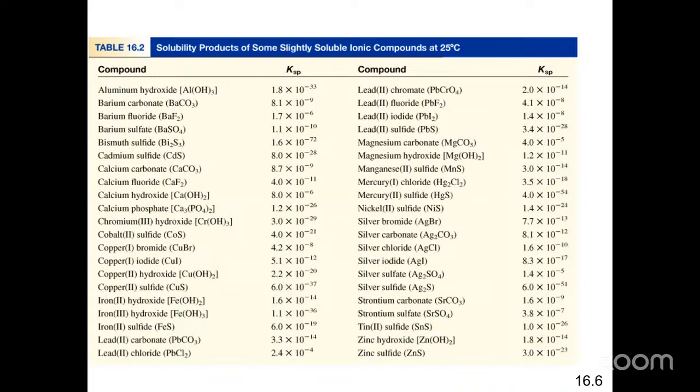Lead 2 chloride, and the value for that is 2.4 times 10 to the minus 4, right? And that's the largest value. The smallest one, what's the smallest one? The smallest one I can identify from this list here, I think, is mercury sulfide, 4.0 times 10 to the minus 54. So we're dealing with some very small numbers, and these numbers reflect the fact that these ionic compounds have a very low solubility when you add them to water. These values are normally quoted at 25 degrees Celsius.